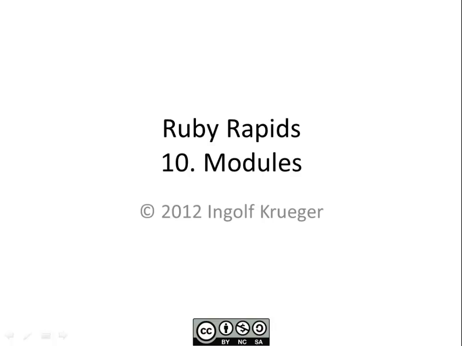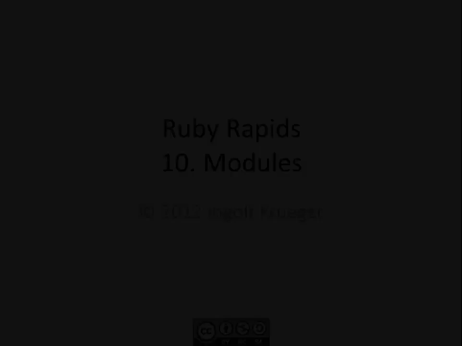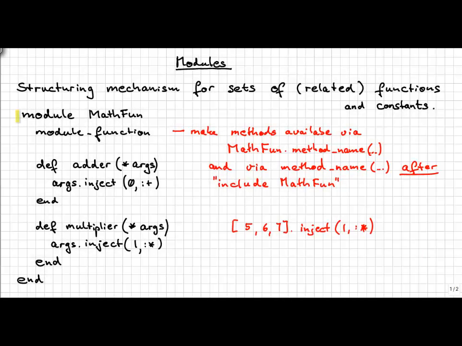Modules in Ruby provide a mechanism for structuring related functions or methods and constants, and so we'll next look at modules. A module definition in Ruby starts with the module keyword, followed by the name of the module. We also use a specific method called module_function here, and this is to make the functions we define in the module available in multiple forms to consumers of the module.